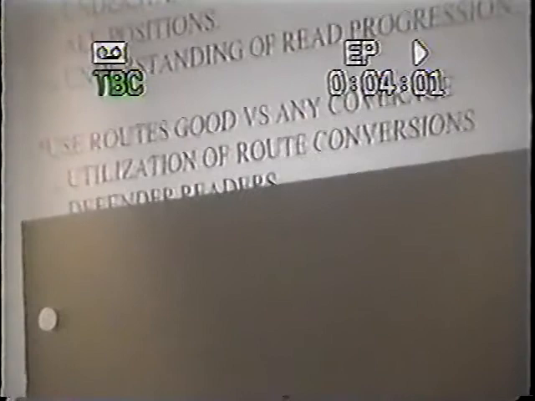Okay, and then use routes that are good for any coverage. In order to do that, we're going to utilize route conversions. Because there's nothing worse than calling a play and now all of a sudden that play is no good versus that coverage. That's not a good thing. Your quarterback doesn't know where to go with the ball. Your quarterback needs to have an answer on every play where to go with the football.